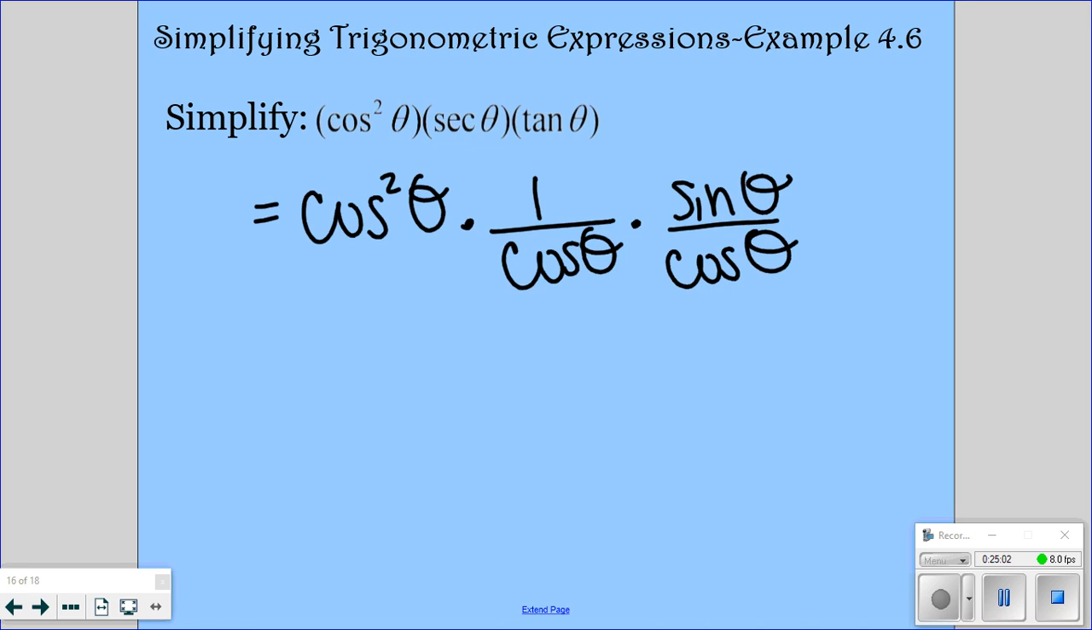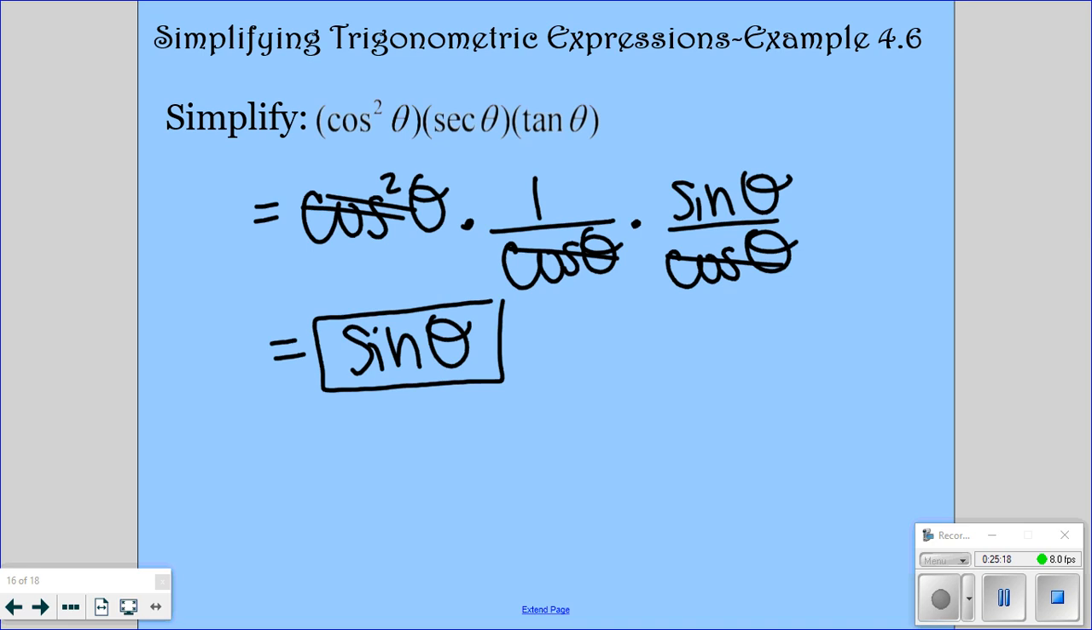And so then we're going to simplify. This cosine squared in the numerator cancels with these two. It cancels out, and we're left with just sine of theta. So that's as simple as you can make that expression. And you leave it there, and you get to move on.